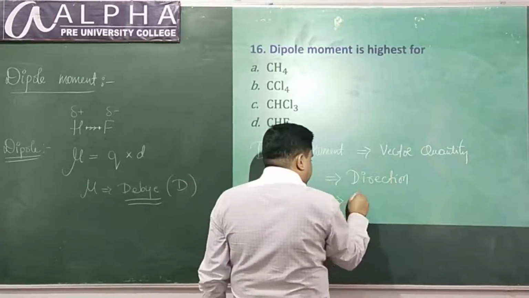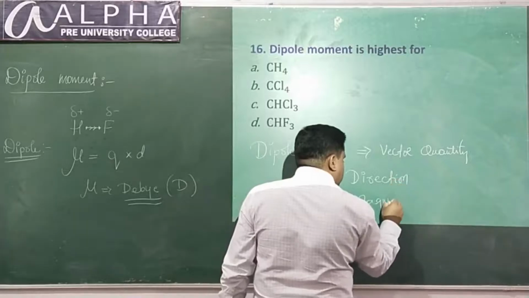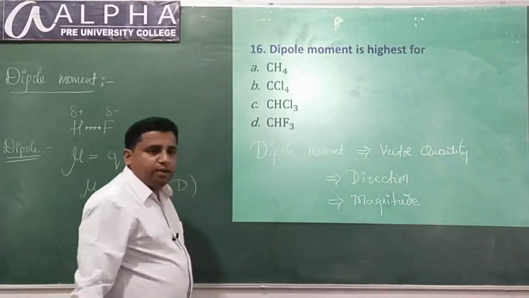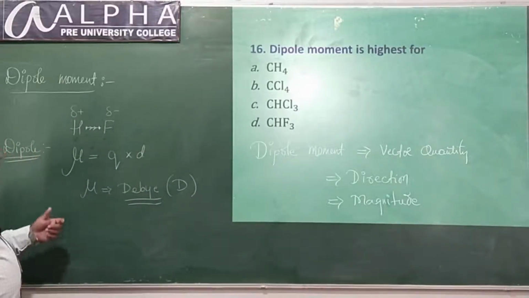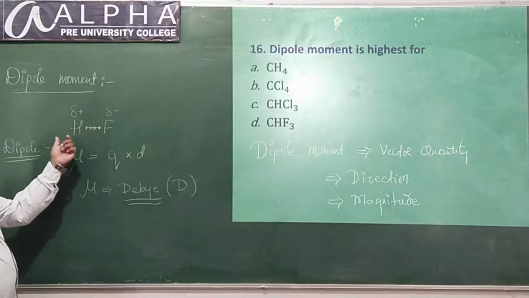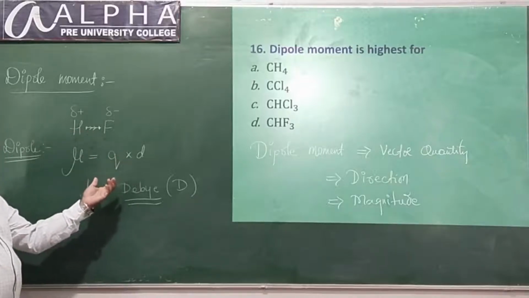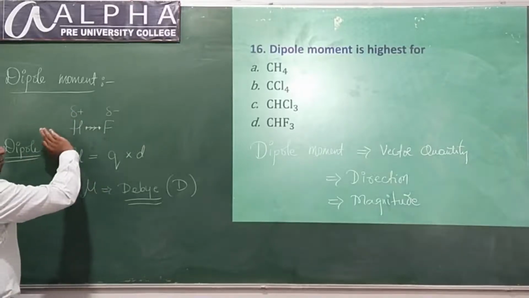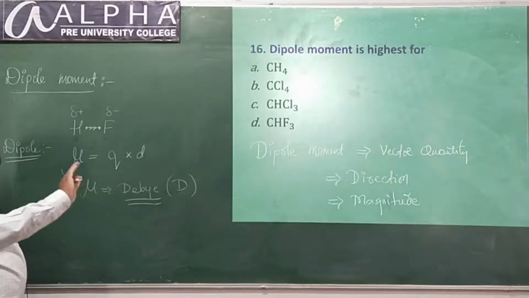Dipole moment has both direction as well as magnitude. Dipole moment is Q into D, so it has some magnitude. And dipole moment is always directed towards a more electronegative atom.